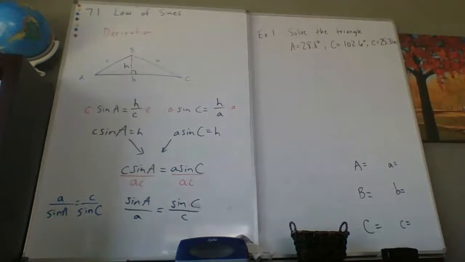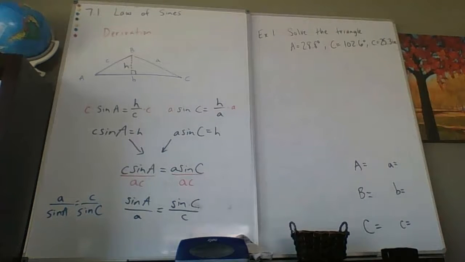Let's go ahead and apply the law of sines. Example 1. Solve the triangle. Angle A equals 28.8 degrees, angle C equals 102.6 degrees, and side c equals 25.3 inches.